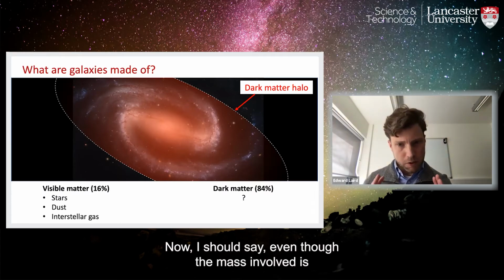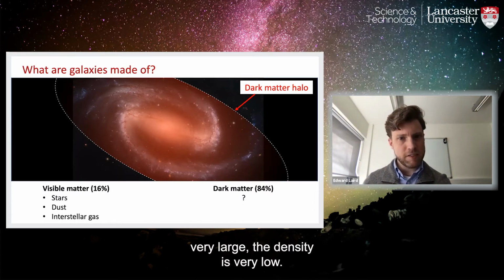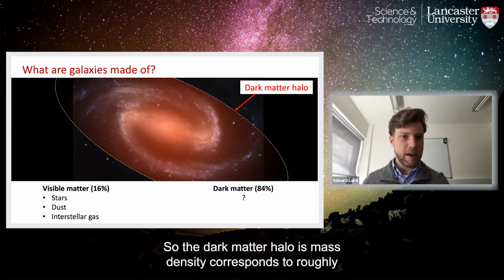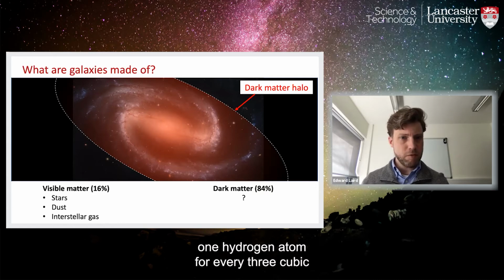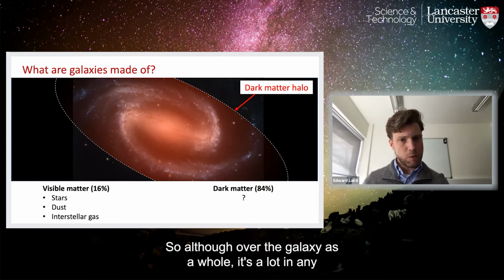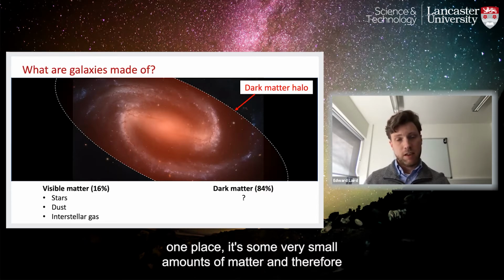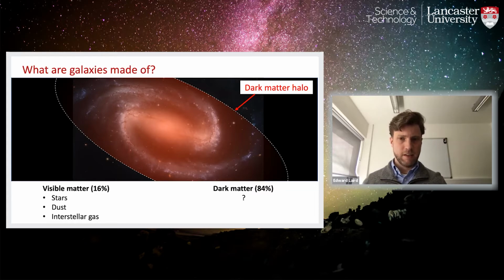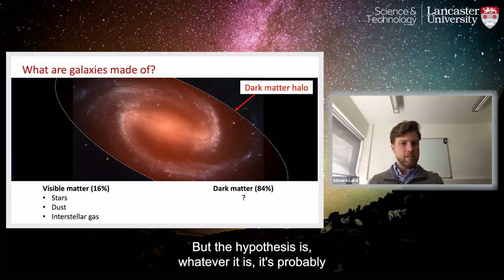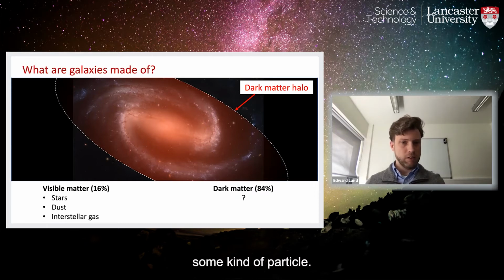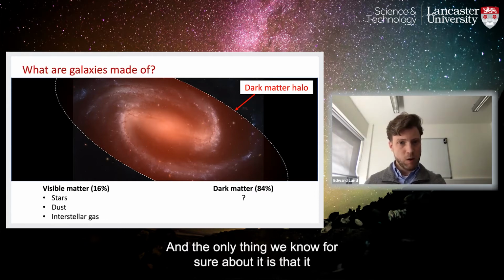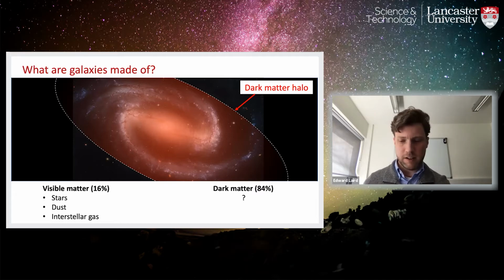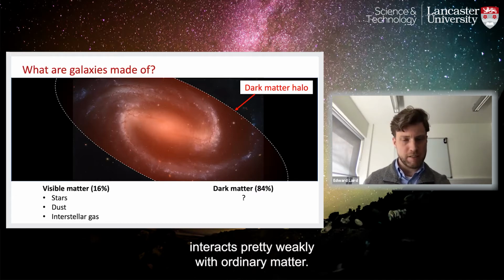Now, I should say, even though the mass involved is very large, the density is very low. The dark matter halo's mass density corresponds to roughly 1 hydrogen atom for every 3 cubic centimeters of space. So although over the galaxy as a whole it's a lot, in any one place it's some very small amount of matter and therefore quite difficult to detect. But the hypothesis is, whatever it is, it's probably some kind of particle. It's definitely something we haven't discovered. And the only thing we know for sure about it is that it interacts very weakly with ordinary matter.